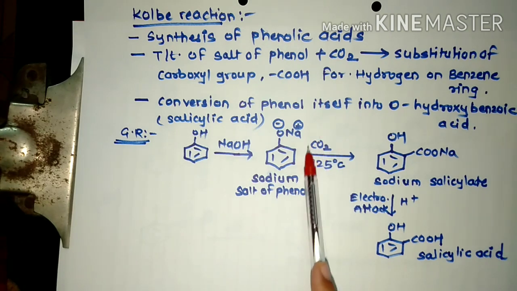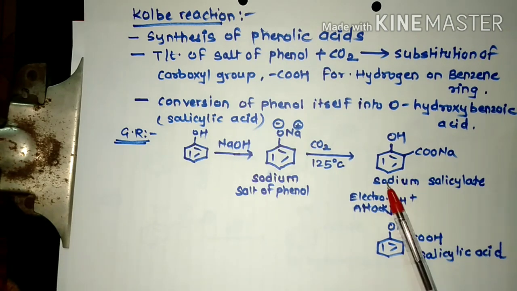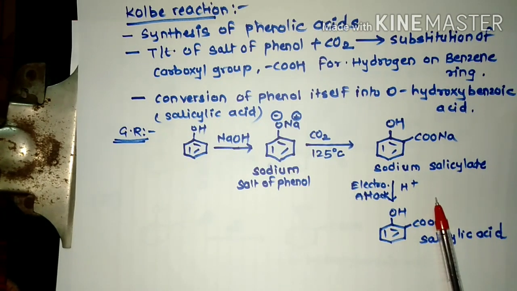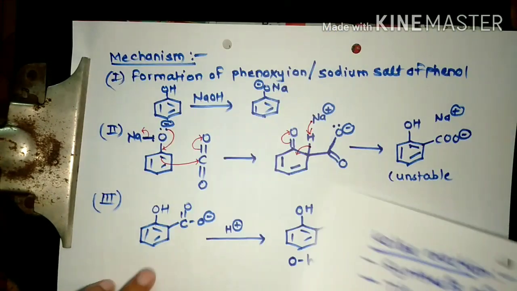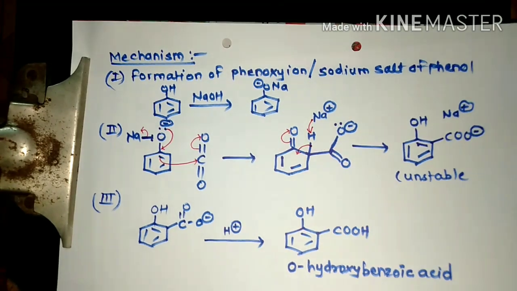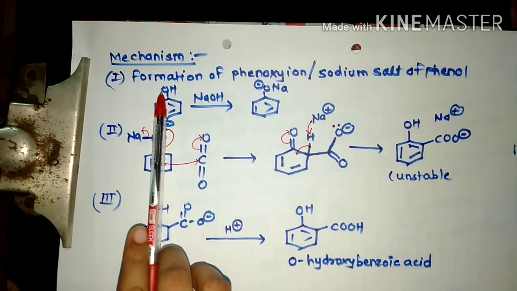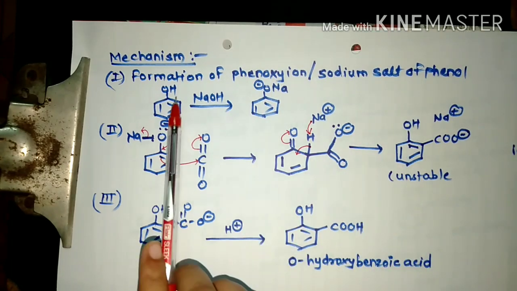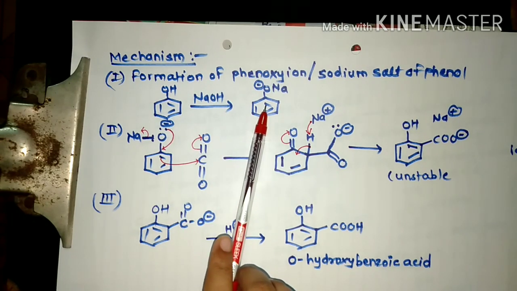In presence of carbon dioxide at a temperature of 125 degrees Celsius, it will form a sodium salicylate, which after electrophilic attack, that is in presence of hydrogen, what will happen? Formation of salicylic acid. The mechanism of this reaction is, in this mechanism, first step is the formation of phenoxy ion, or you can say sodium salt of phenol. Your phenol, in presence of NaOH, there will be formation of sodium salt of phenol.